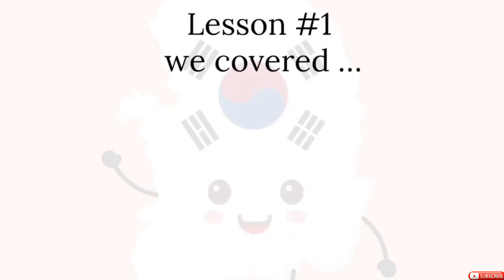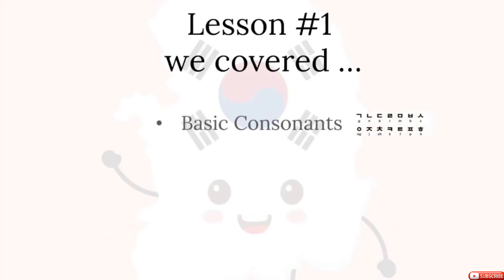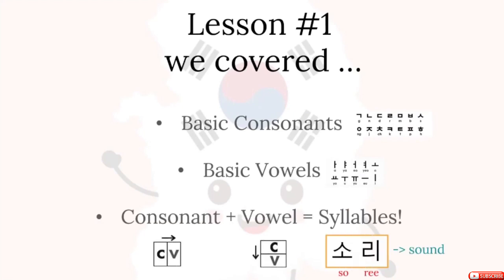In lesson 1, we covered the basic consonants, the basic vowels, and the consonant plus vowel that makes syllables. So consonant next to the vowel or vowel below the consonant, for example the word 소리 in Korean, which means sound. If you are unsure of any of the basic consonants or vowels, please go back to lesson 1 and review them, practice, and come back to lesson 2. It will make more sense.